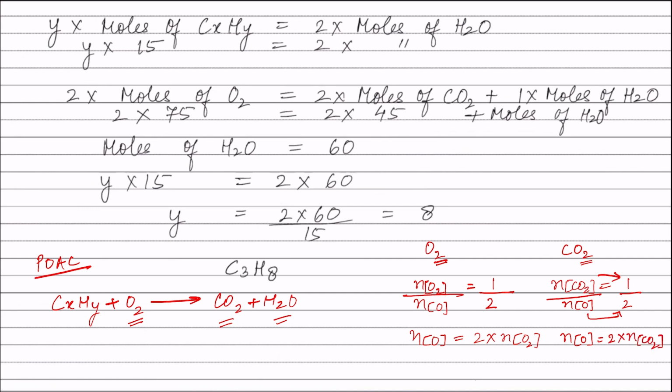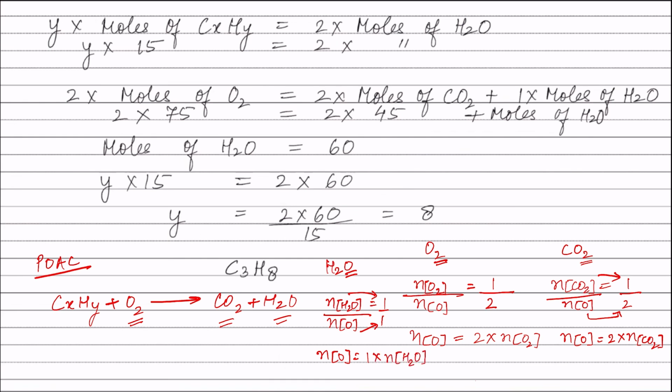Similarly, for H2O, from the molecular formula of H2O, 1 mole of H2O contains 1 mole of oxygen atom. So moles of H2O divided by moles of oxygen atoms will be equal to 1 by 1. If moles of H2O is 1, then moles of oxygen atoms according to the molecular formula in 1 mole of H2O is also 1. Cross multiplying, moles of oxygen atoms is equal to 1 into moles of H2O.